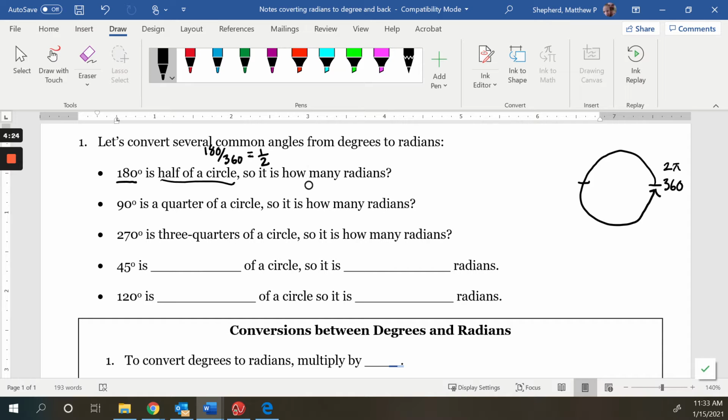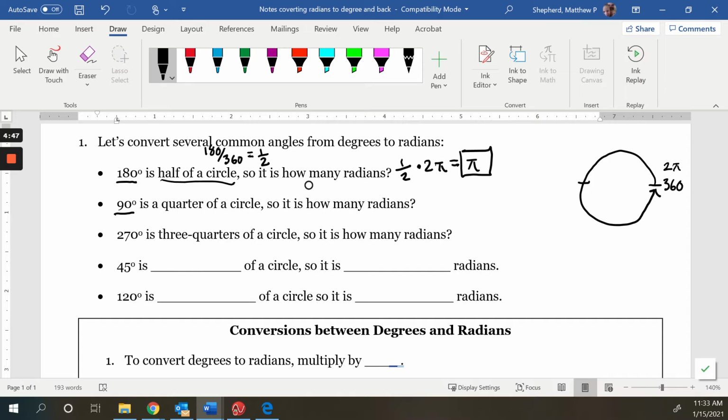So how many radians is it? Well, if 180 degrees is half of the circle, then we must also have half the radians. So half of 2 pi is just pi. So 180 degrees is the same as pi radians.